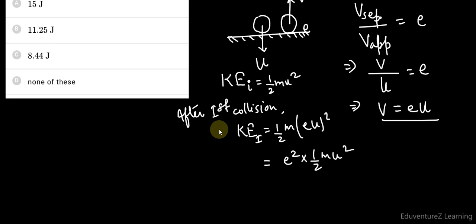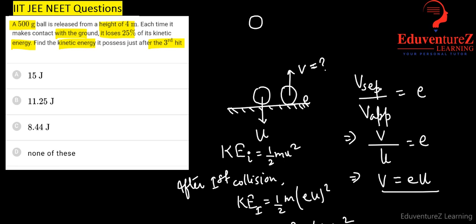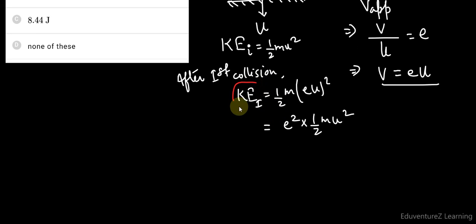And the question is mentioning that it loses 25% of its kinetic energy. That means this kinetic energy is equal to 3 by 4th of the initial kinetic energy, because 25% is lost. That means 75% is remaining. So this kinetic energy after first collision is only 3 by 4th of the initial kinetic energy, because 25% is already lost.